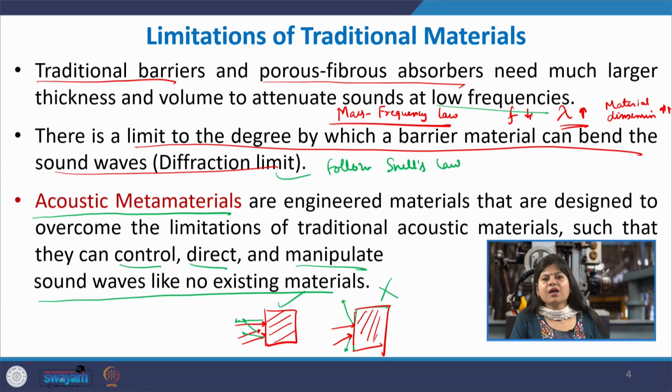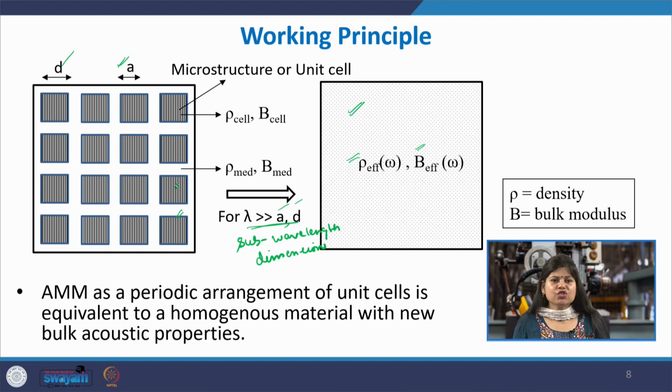Why? Because for lower frequencies the wavelength lambda is usually much greater, and for conventional materials we need their volumes and thickness to be much higher, of several orders of magnitude of lambda, whereas if we make a metamaterial to attenuate them, we can make it with dimensions which are much smaller than lambda, because they work efficiently only when the dimensions are much smaller than the wavelength under consideration.